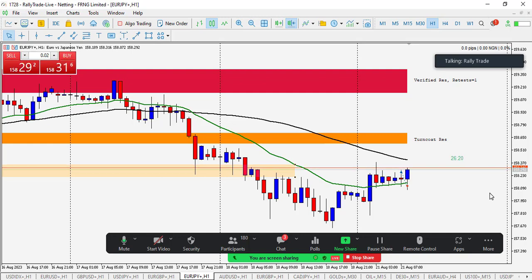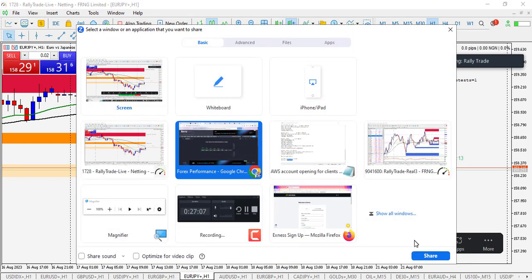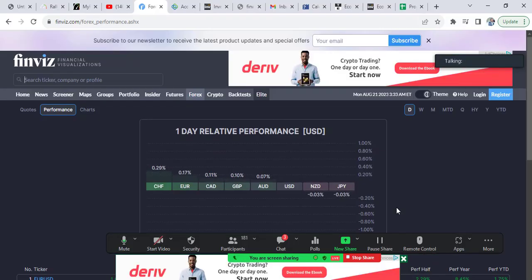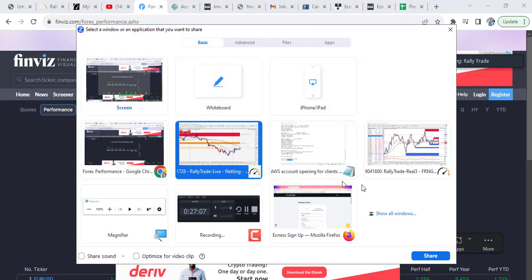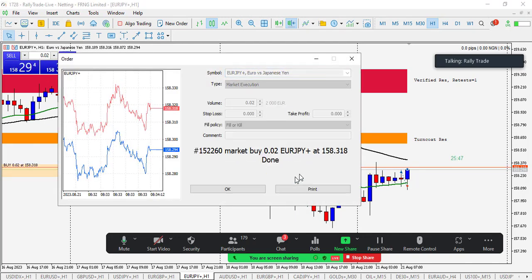But remember what we saw on this area. Remember we saw that the euro is much stronger than the Japanese yen, right? So scalpers can take advantage of that. The euro is much stronger than the Japanese yen. So that means those that are scalping would like to take an instant buy there.